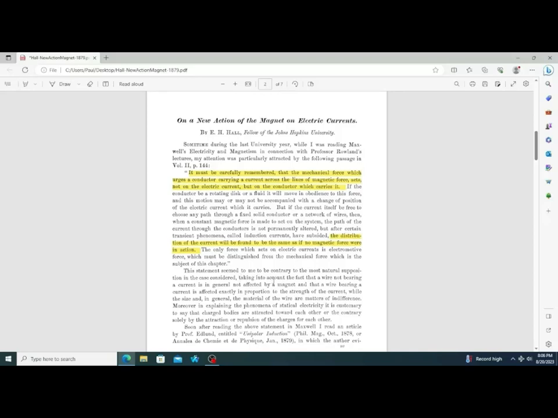Taking into account the fact that a wire not bearing a current is in general not affected by a magnet, and that a wire bearing a current is affected exactly in proportion to the strength of the current. So Edwin's saying the great and mighty Maxwell is wrong here: the magnet doesn't act on the conductor itself, it acts on the current.